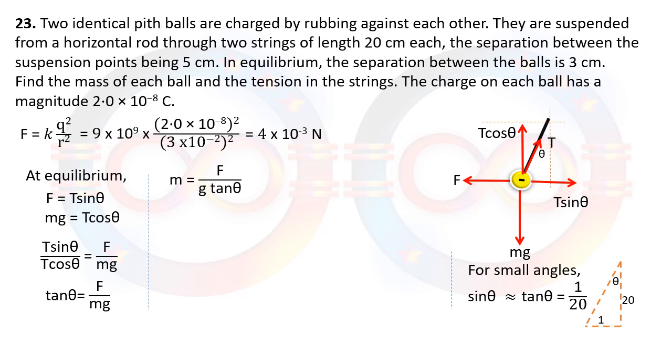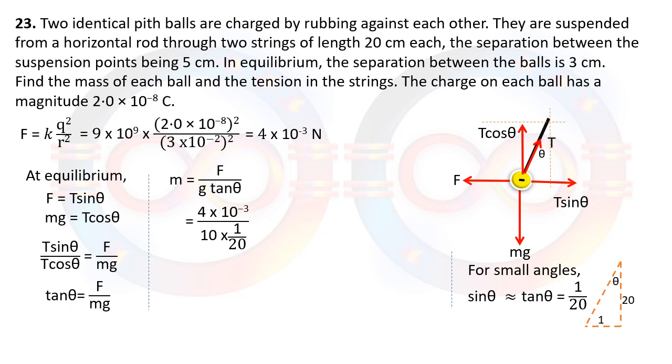And from here we can calculate m is equal to F upon g tan theta, because one of the questions being asked is to calculate the mass of the object, then the tension. Put the value of F as 4 into 10 raised to minus 3, g is approximately 10. We can also take 9.8, but just to keep the calculation simple you can take 10. And tan theta is 1 by 20.